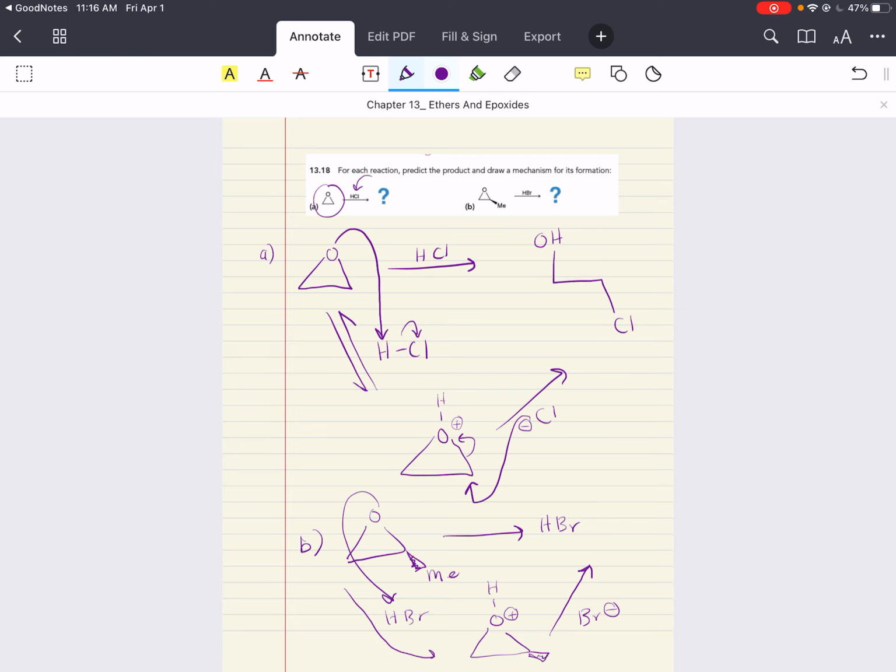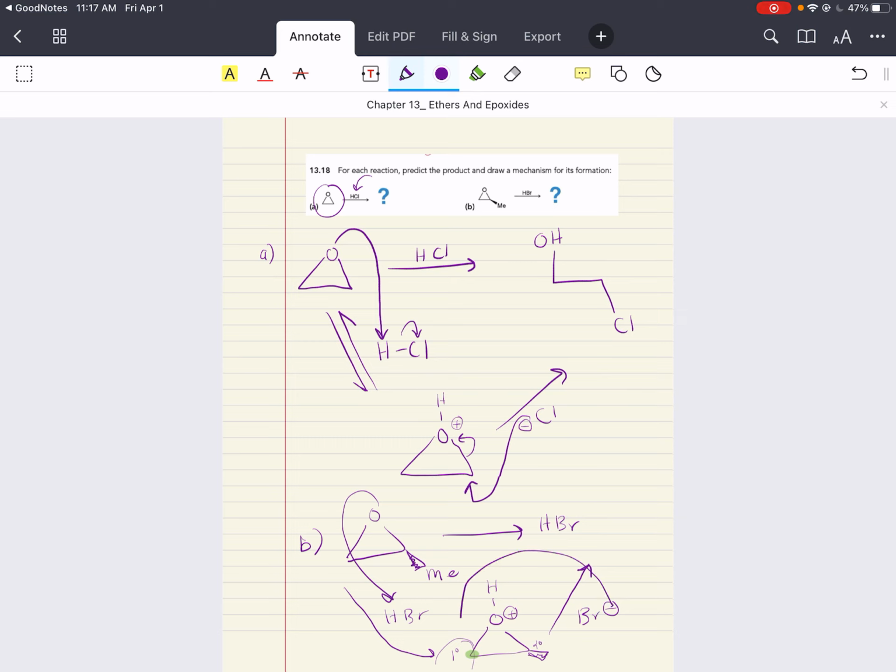Where's our bromine going to attack? Well, we have a primary position and a secondary position. It's going to take the primary position, because when it's primary versus secondary, primary wins. Now, if it was primary versus tertiary, then tertiary would win. So keep that trend in mind. Here we have primary and secondary, so it's going to take the primary position because of steric effect reasons.